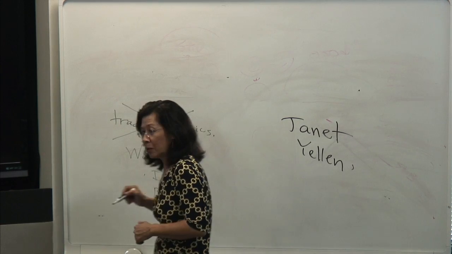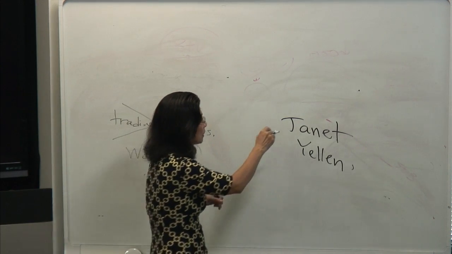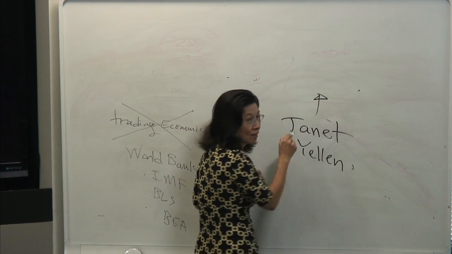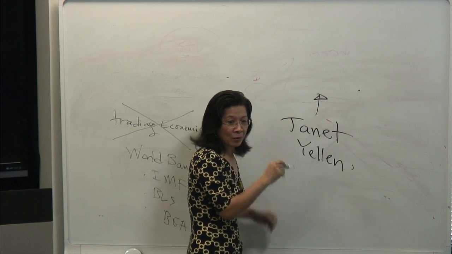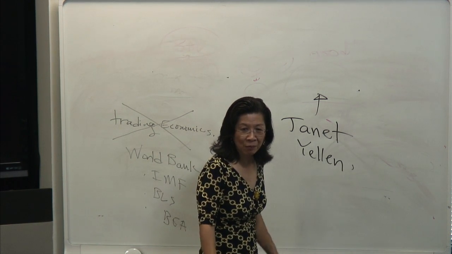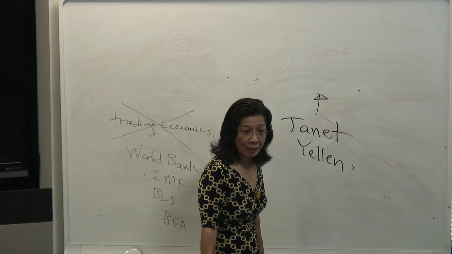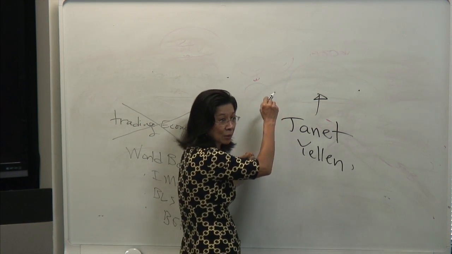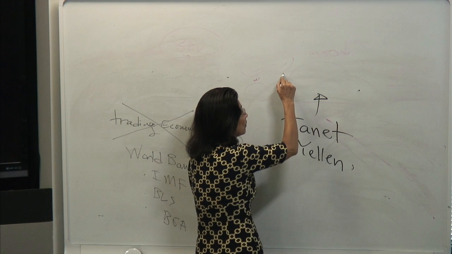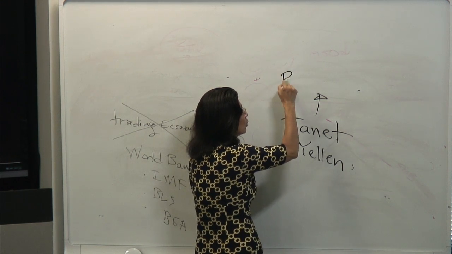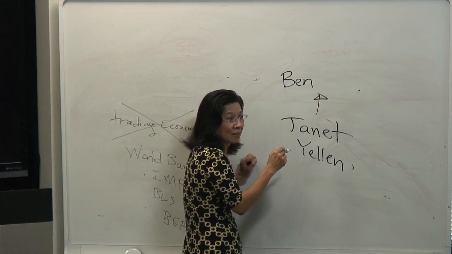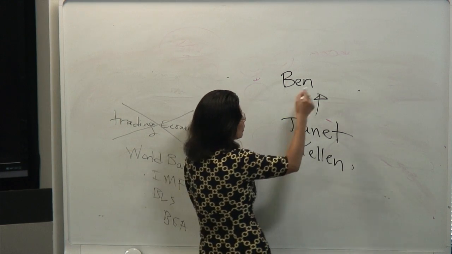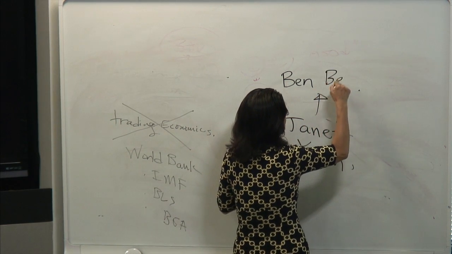Janet Yellen. Who was that before? Anybody remember? It was a he. I hope you know. Look at your textbook. He wrote your textbook, the macroeconomics part. What's his first name? I compiled the book, but the original author is Ben Bernanke.